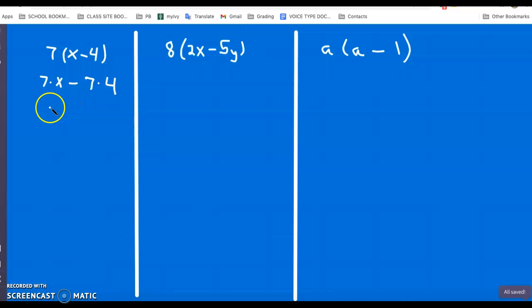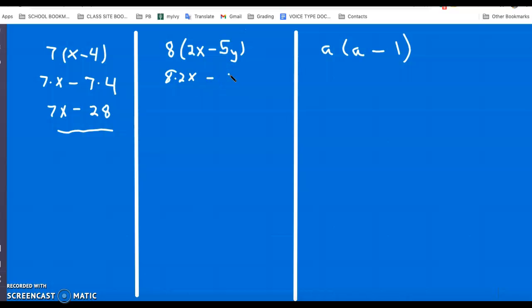So our distributive form would be 7x minus 28. Okay. So that would be our distributive form. We distribute the 7 to the x, and then the minus 4, and we wind up with 7x minus 28.